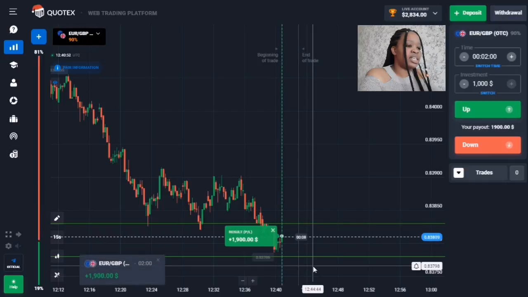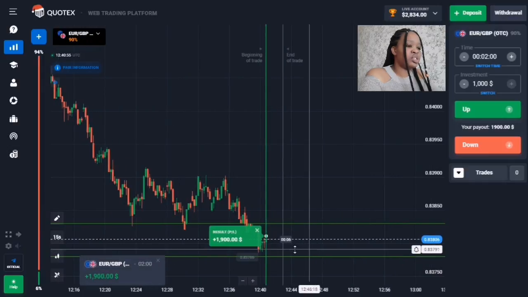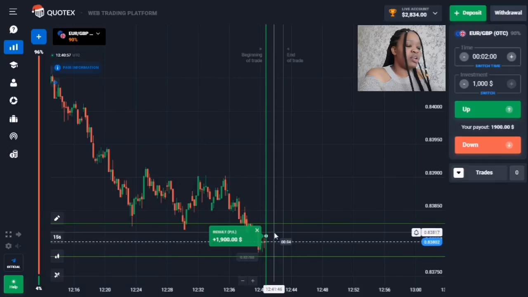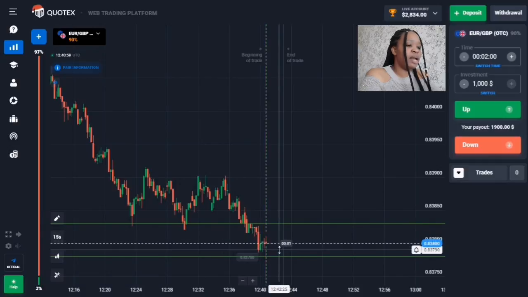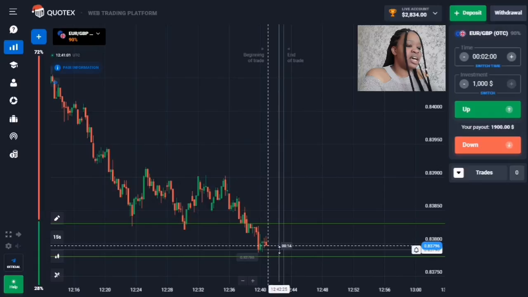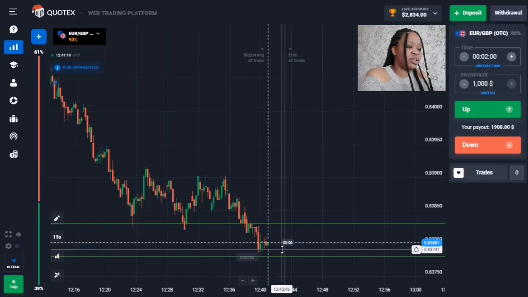Guys, it's brilliant. As you can see, price continued moving to the main support level, and we have got very good profits, and my deposit is $2,800. So guys, let's continue and find our last trade. So let me find something interesting and we continue.